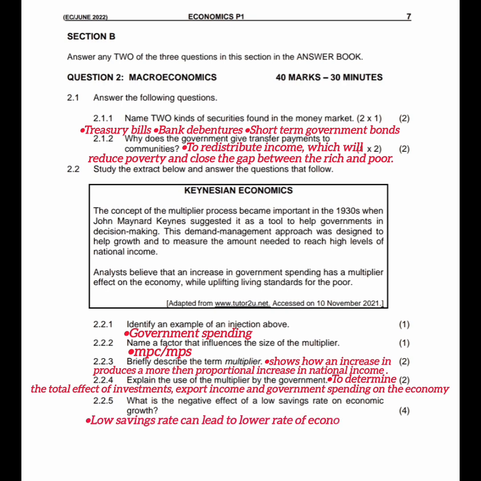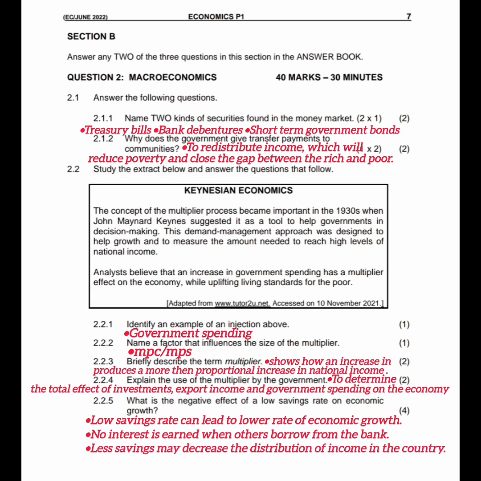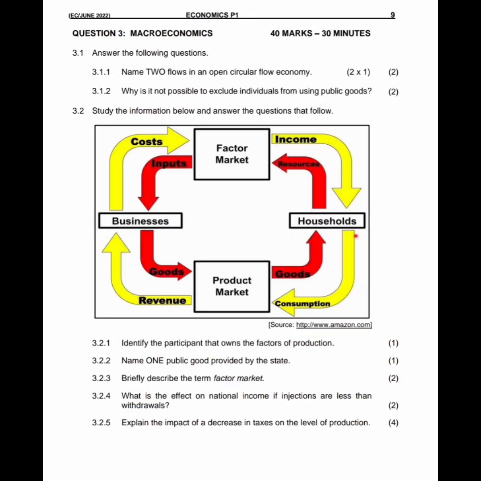So a low savings rate can lead to a lower rate of economic growth, which means no interest is earned when others borrow from the banks, and less savings may decrease the distribution of income in the country, right? And then we are done with this one. And then we have our question 3, which is also the circular flow. Then 3.1, answer the following questions.